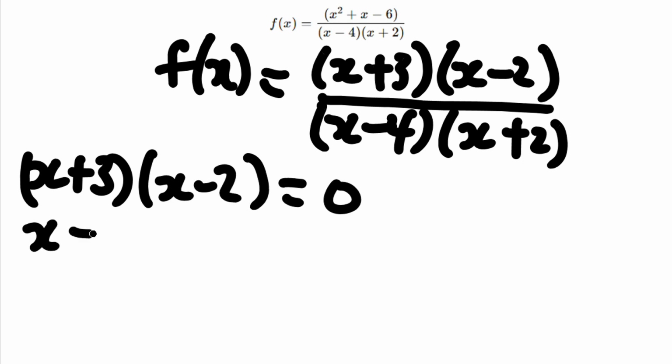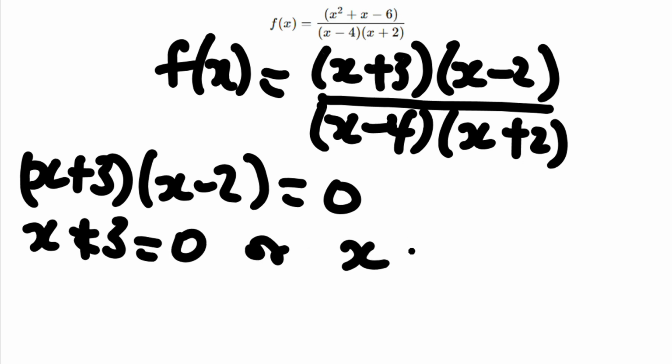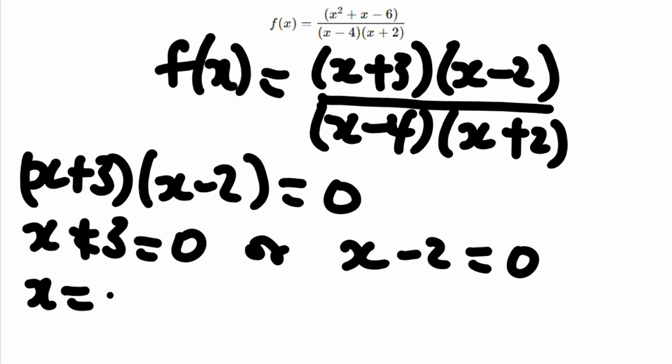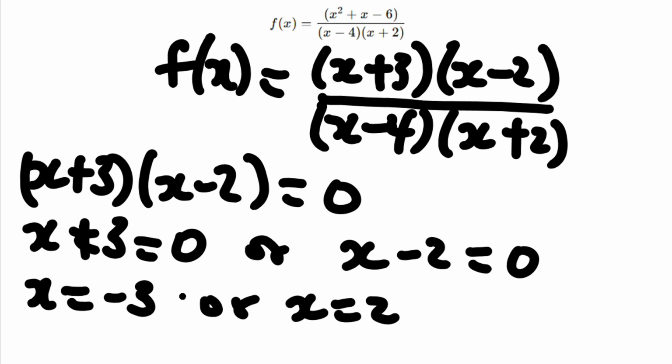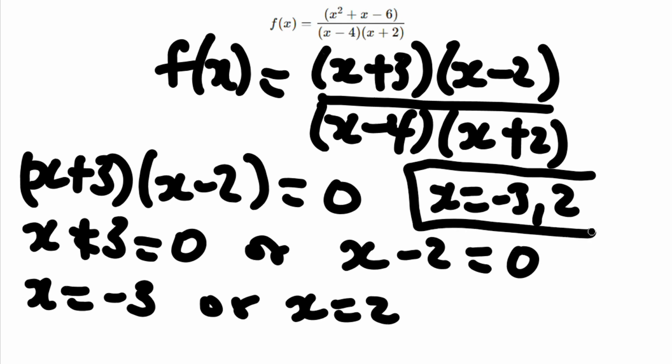So you have x plus 3 equals 0, or x minus 2 equals 0. So you have x is equal to negative 3 or x equals 2. So the final answer for x is x equal to negative 3 comma 2. So these are the answers for this.